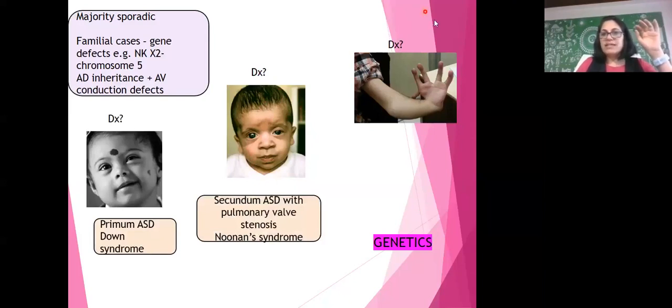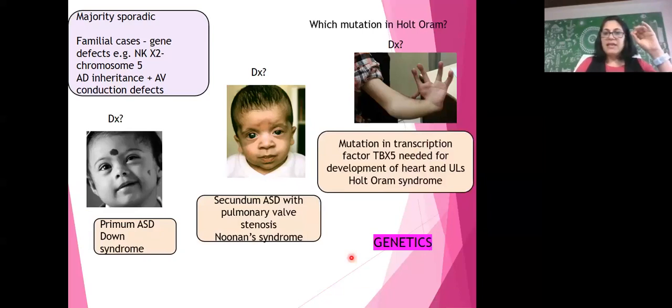Anyone for what is the genetics in Holt-Oram? So in which mutation do you get in Holt-Oram? In Holt-Oram, you get your radial abnormalities and you can get along with that secundum ASD, and they generally get a mutation in the transcription factor TBX5. And TBX5 is needed for development of both the heart as well as upper limb. So that's why they'll end up having heart problem as well as upper limb, because it's the same transcription factor.